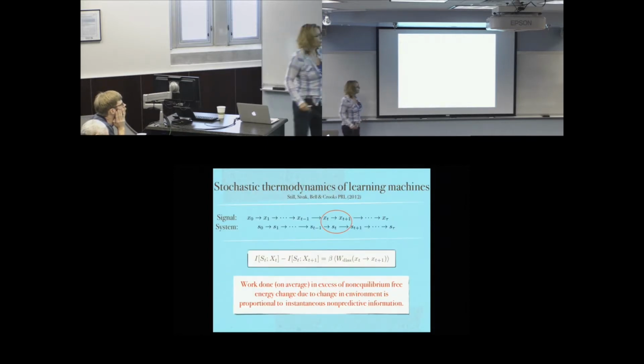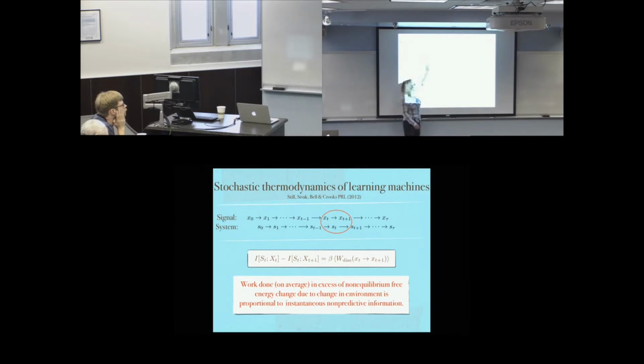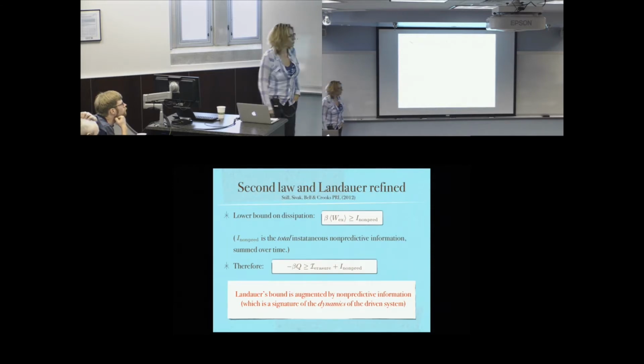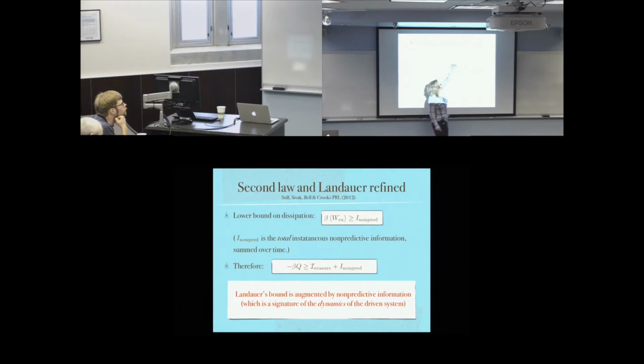Now we're going to do what I just said. We're going to sum over time. And when we sum over time, we pick up the heat terms here, right? And so then we get an inequality, and we get a lower bound on the excess work. So this is the promised new lower bound on this dissipation. Remember, the second law of thermodynamics tells you that there is a zero here, right? Here we have this non-predictive information instead.